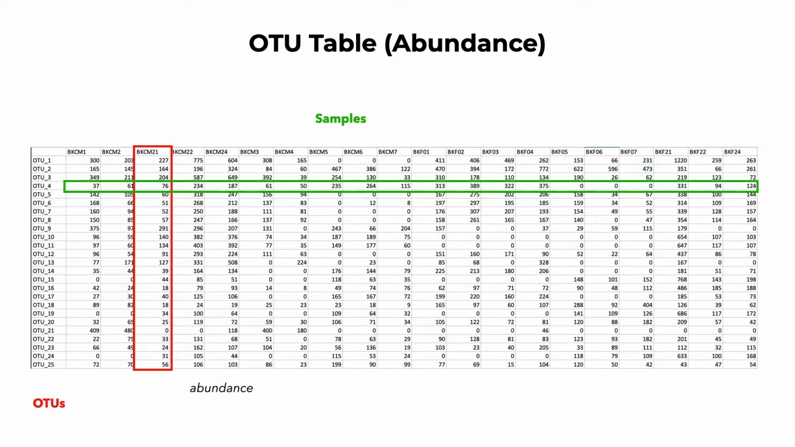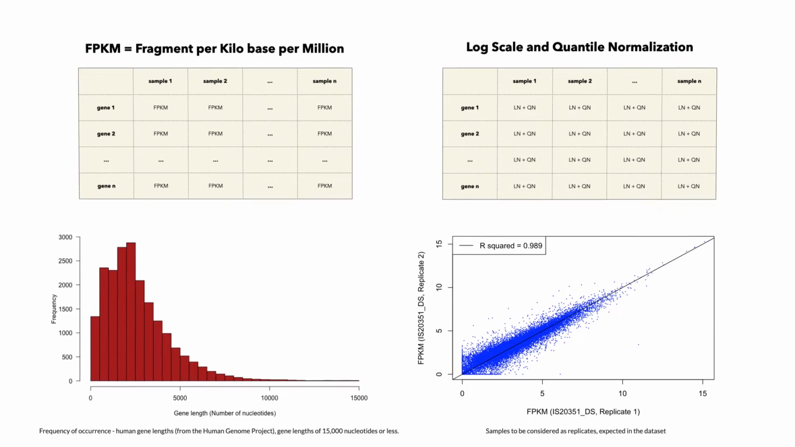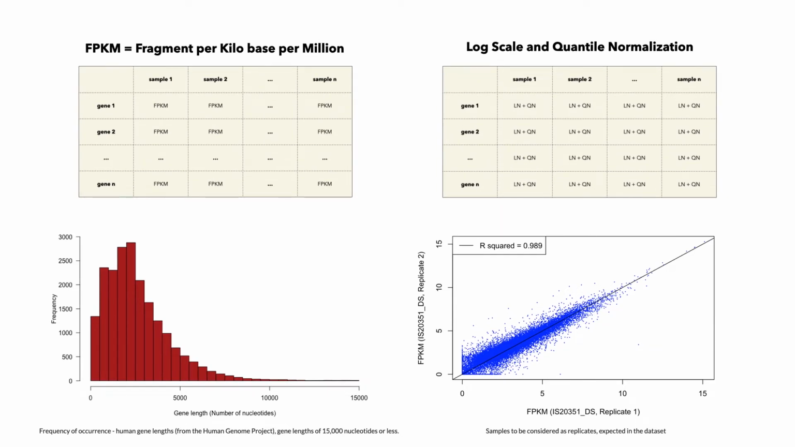So together with this table, what we need is the annotation of the taxonomy of these operational taxonomic units to interpret the composition of the microbiome sample. To explore these tables, we also learn how to visualize different properties of the data and summarize them using the statistical properties that can help us explore the major signal and variation across samples.